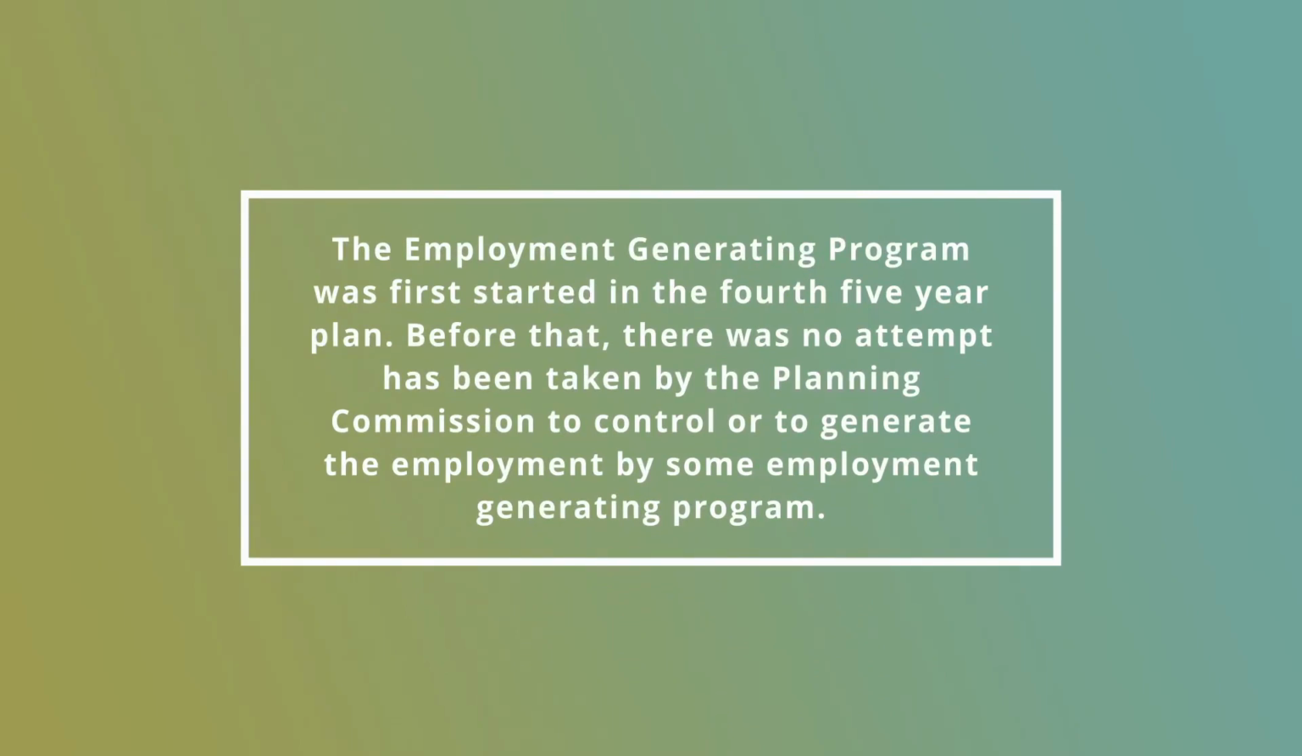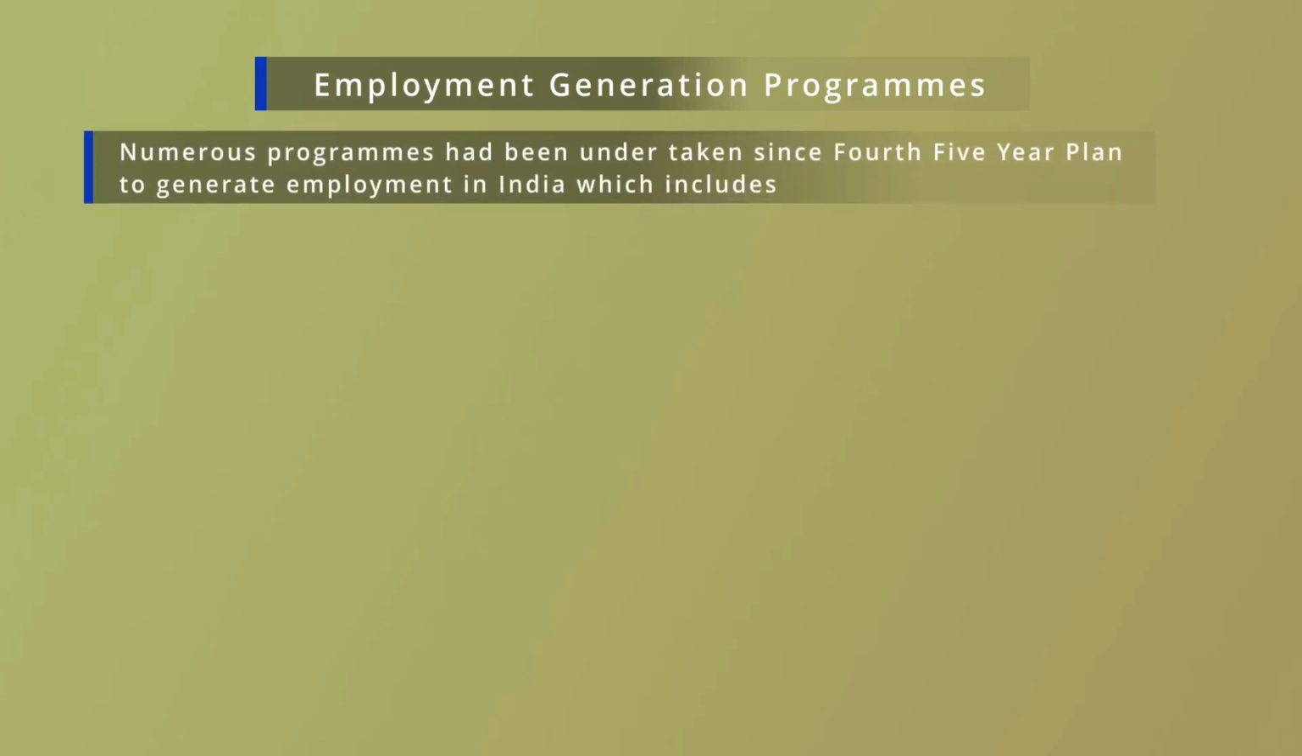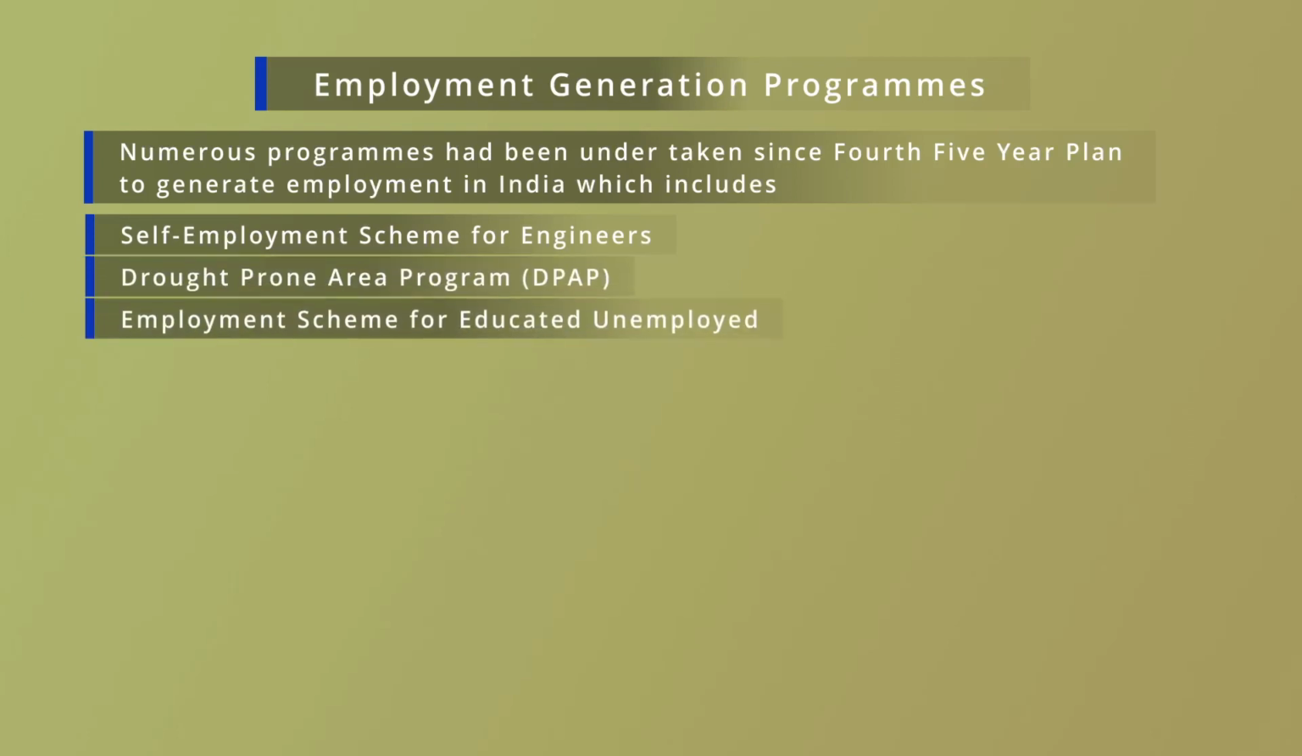The employment generating program was first started in the fourth five-year plan. Before that, no attempt had been made by the Planning Commission to generate employment through employment generating programs. We observed the first evidence of employment generating programs in our country during the fourth five-year plan, which executed different types of programs such as the Drought Prone Area Program, DPAP, the Food for Work Program, FWP, along with some other important programs.